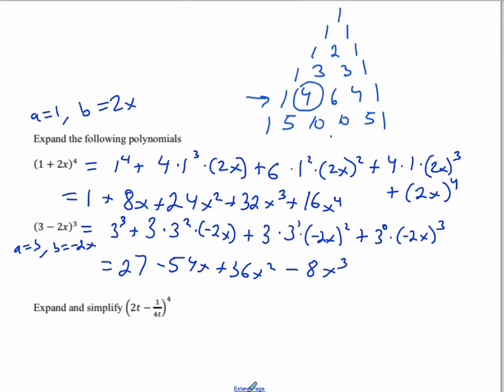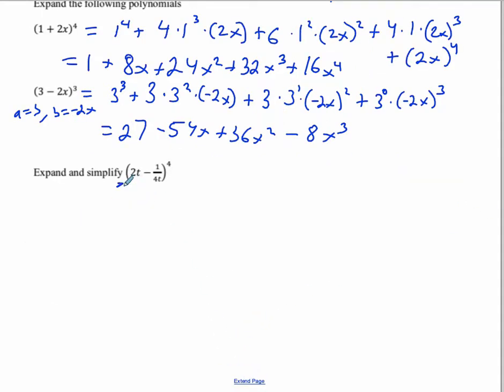Okay, so let's do one more example. In this case, we've got a equals 2t and b equals, don't forget the negative, 1 over 4t. So we're going to start off with a to the power of 4. That's 2t to the power of 4.